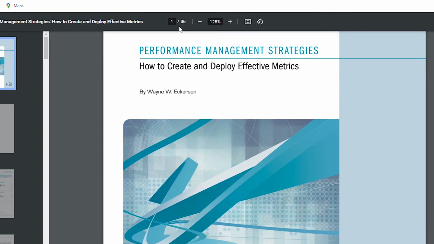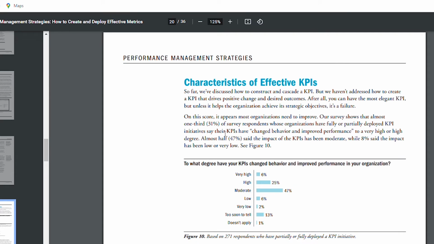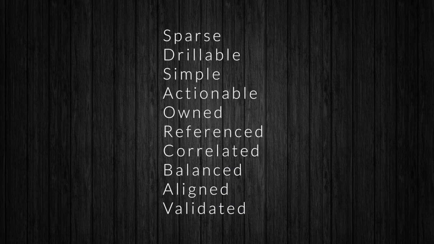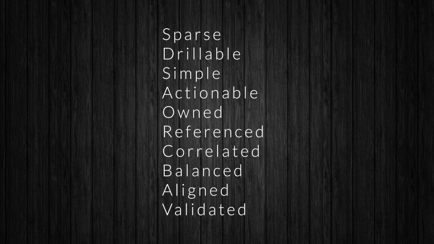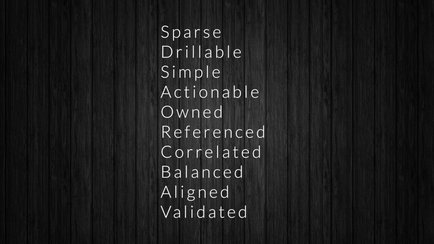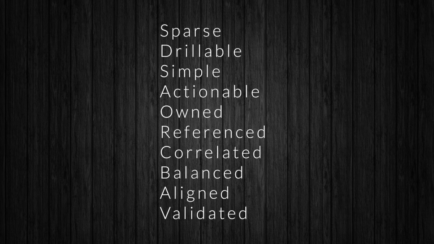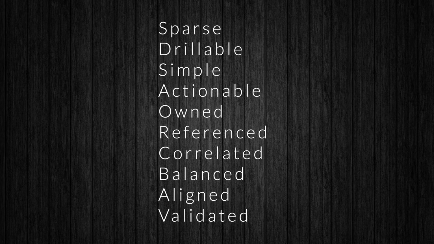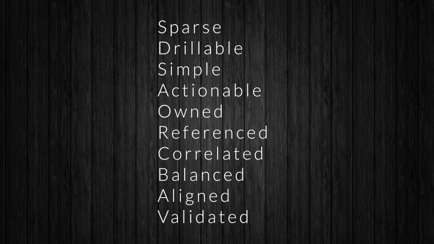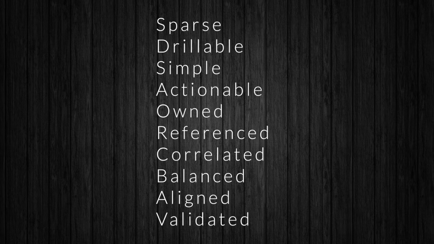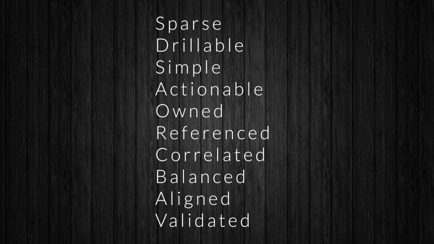According to Wayne W. Eckerson's Performance Management Strategies: How to Create and Deploy Effective Metrics, effective KPIs have the following characteristics. They are sparse, the fewer the better; drillable, users can drill into detail; simple, which means users understand the KPIs; actionable, users know how to effect outcomes; owned, KPIs have an owner; referenced, users can view origin and context; correlated, KPIs drive desired outcomes; and balanced, which means the KPIs consist of both financial and non-financial metrics.